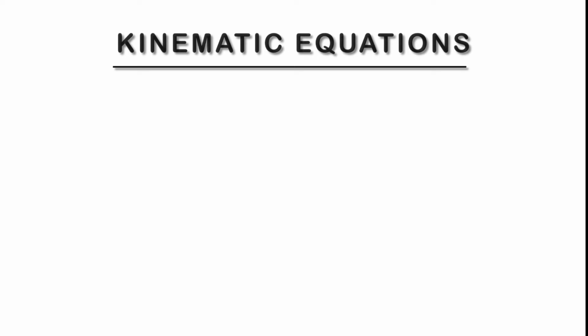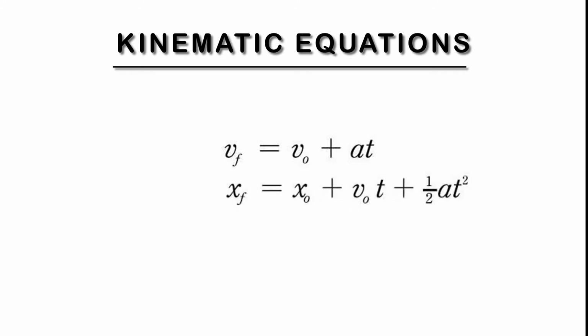In order to reveal the relationship between displacement, velocity, and acceleration, let's look at the kinematic equations. The first equation tells us that the final velocity is equal to the initial velocity plus acceleration times time. The second equation reveals that the final position is equal to the initial position plus initial velocity times time plus 1/2 of acceleration times time squared.